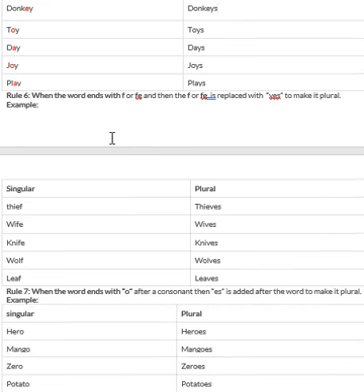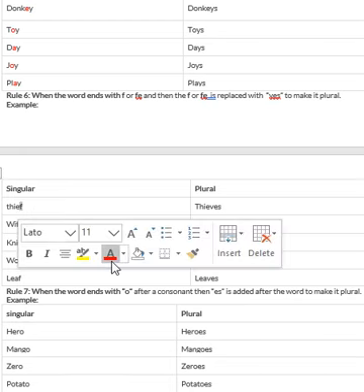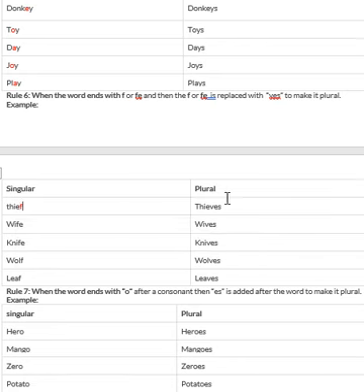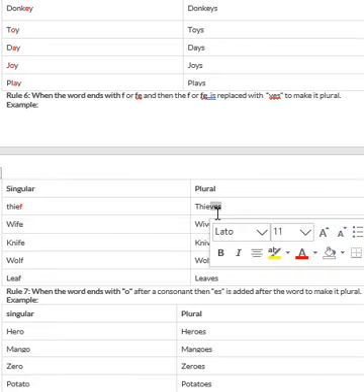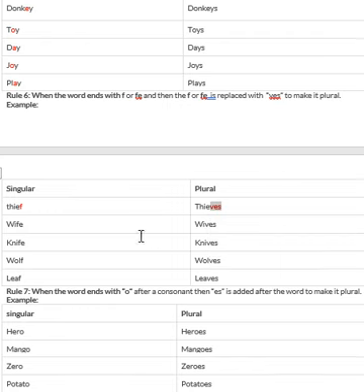There is another rule. When the word ends with F or FE, if the word in singular ends with F or FE as its last letter, we will put VES in place of F or FE to make the word plural. F is replaced with VES.